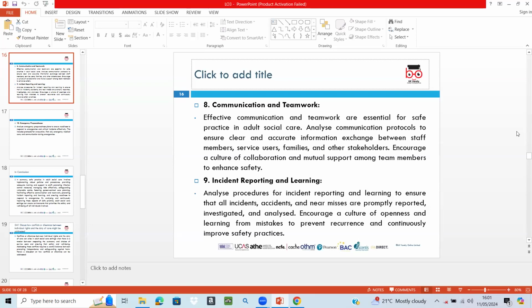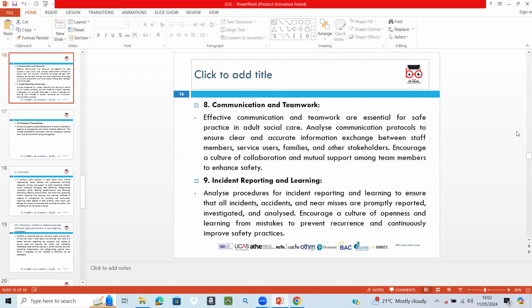It also involves sharing information to support coordinated care delivery. And we also look for fostering a culture of teamwork and collaboration among team members. It can enhance mutual support and cooperation, and in the end what we'll achieve is a safer care environment for all involved, like the caregivers and the service users.